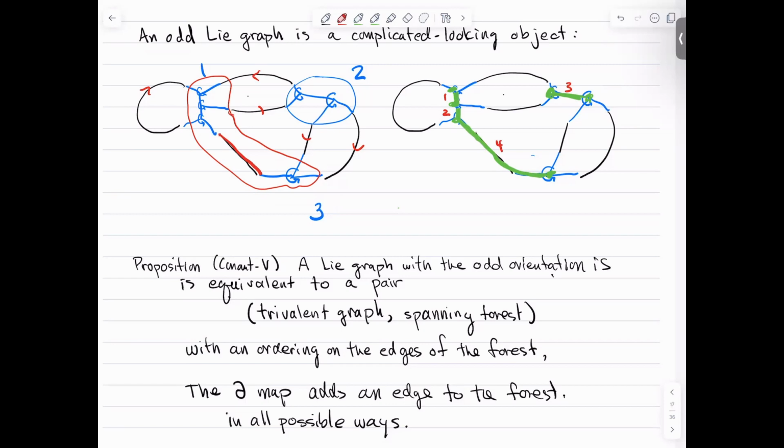So the boundary map just adds an edge to the forest in all possible ways. And you can put the edge as the last edge of the forest, and that makes all of the numbers work out. The boundary squared equals 0. Okay, so this is supposed to convince you that this Lie graph complex is not quite as complicated as it might seem. A generator is just a pair consisting of a graph and a forest in the graph. And then, of course, you have to mod out by IHX relations.